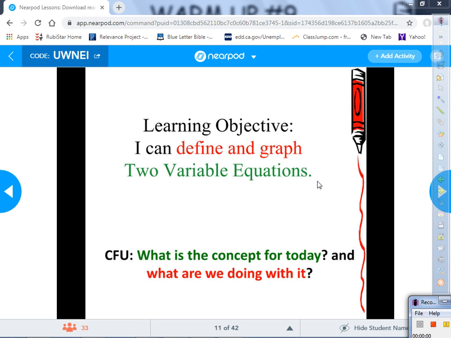For today, I can define and graph two variable equations. I can define and graph two variable equations.